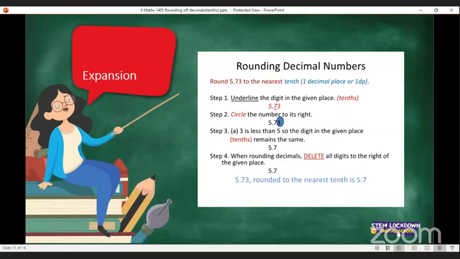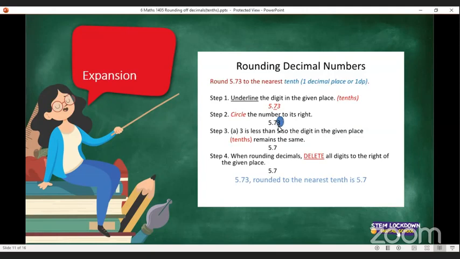Then step two is you circle the number to its right. The number that is on the right of 7 is the number 3, so you circle number 3, right? So step number 3, you check is the number less or more than 5. So 3 is less than 5, so the digit in the given place remains the same. Remember we said if the number is less than 5, you do not round up, but if it is 5 and above, then you will round up.